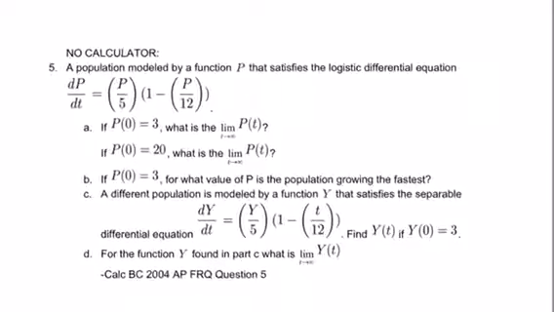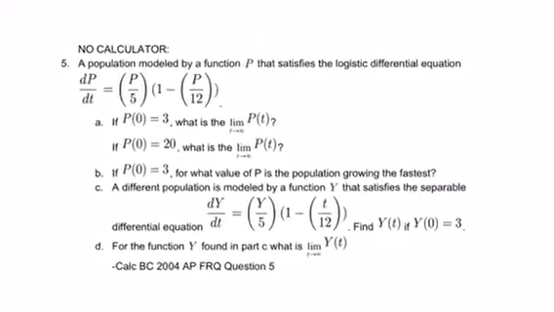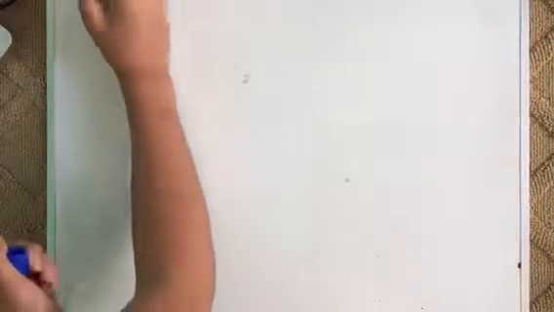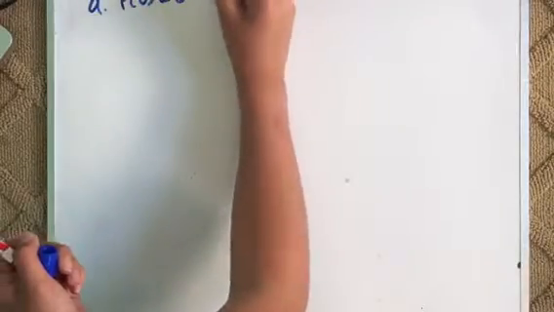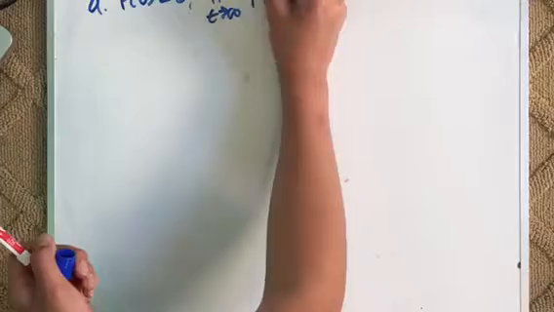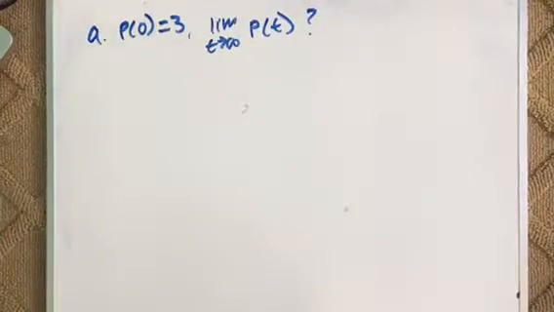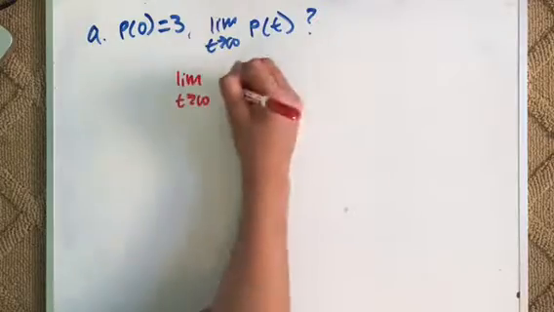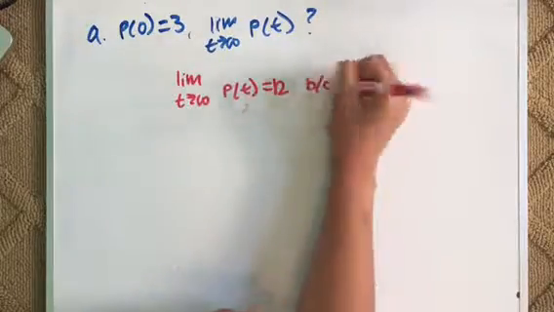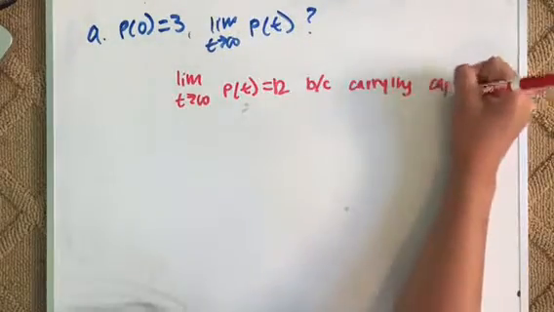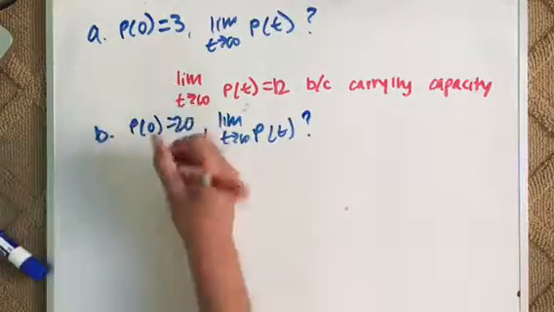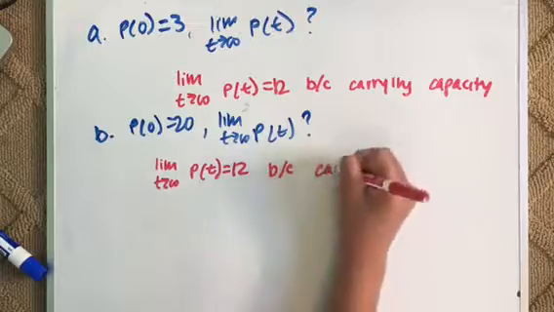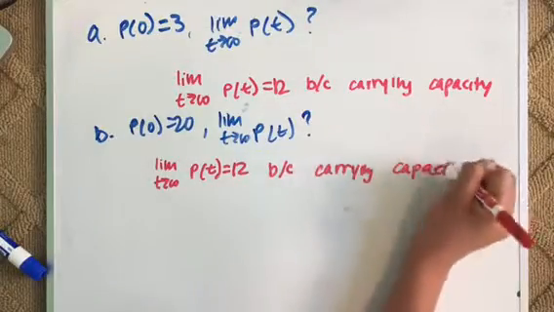So for number 5, dp over dt equals p over 5 times 1 minus p over 12. If p of 0 equals 3, what is the limit as t approaches infinity of p of t? So we know that 12 is our carrying capacity, so if t approaches infinity, p of t has to equal 12. And then for the second one, p of 0 equals 20, what is the limit as t approaches infinity for p of t? Again, it's just our carrying capacity, which is just 12.